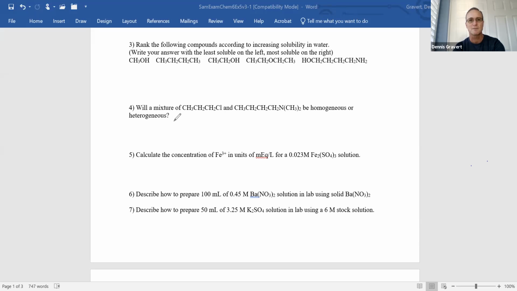Okay, let's jump down to 4. Will a mixture of this compound and that compound be homogeneous or heterogeneous?